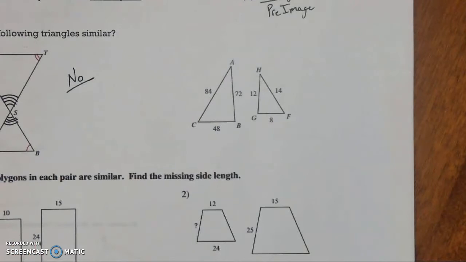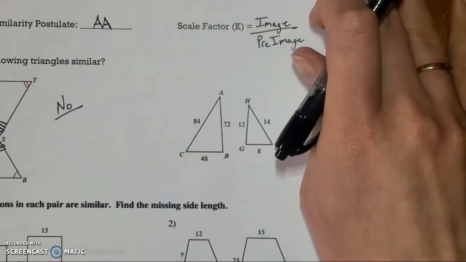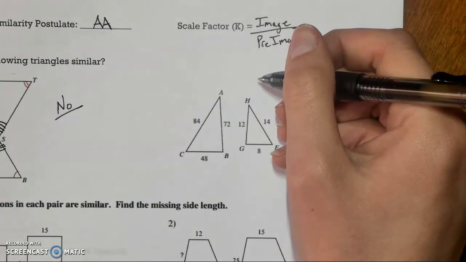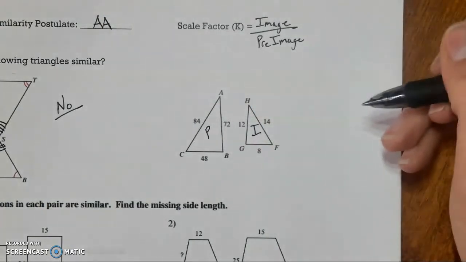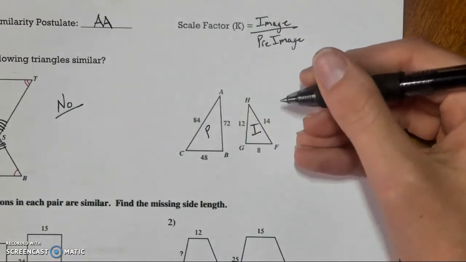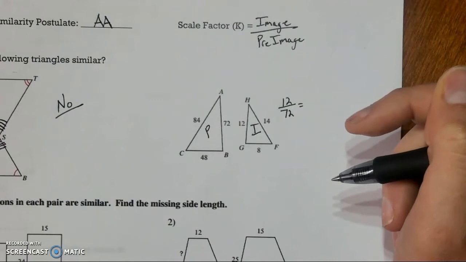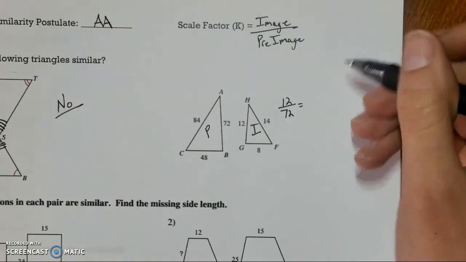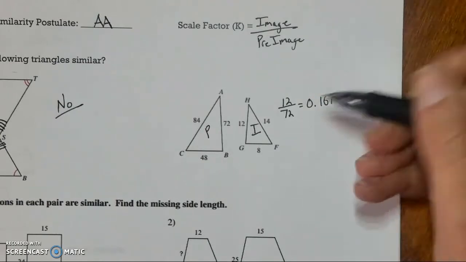Looking at the second one, we don't have any angles that are given for these triangles, but we do have sides. So we can use scale factor to understand if the sides are proportional. And I'm going to say this is our first triangle and this is our second triangle. So this is our pre-image and this is our image. So I'm going to do image over pre-image for all of my sides. So 12 goes with 72, so 12 over 72. I've already calculated these. Remember that you can use the Desmos online calculator, or you can even type fractions into your Google search bar, and you can use that as a calculator as well. So there are some online options. 12 over 72 is 0.167. So that's these two sides.